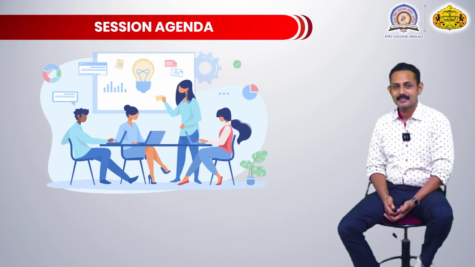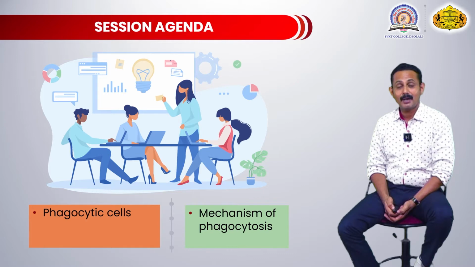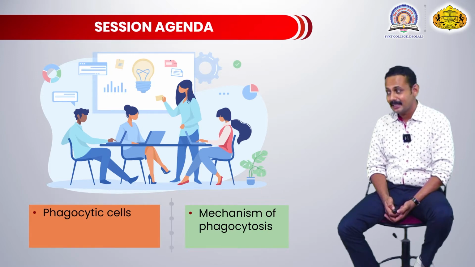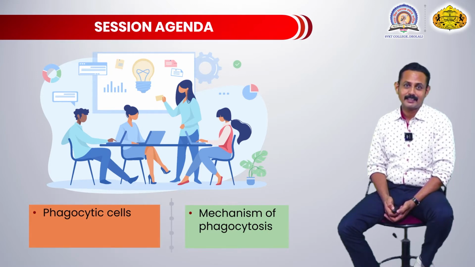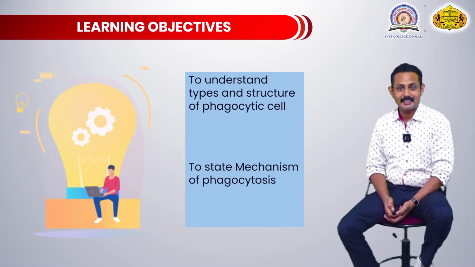In today's session, we will focus on one important type of cell, the phagocytic cell, and how it carries out the destruction of the foreign agent by the process of phagocytosis. So, we will see the detailed mechanism of phagocytosis in today's session. The learning objective for this session is to understand the type and structure of the phagocytic cells and state the mechanism of phagocytosis in detail.